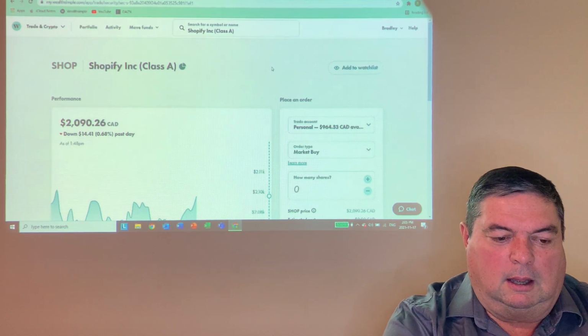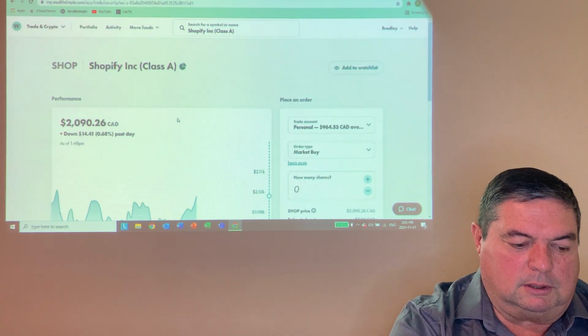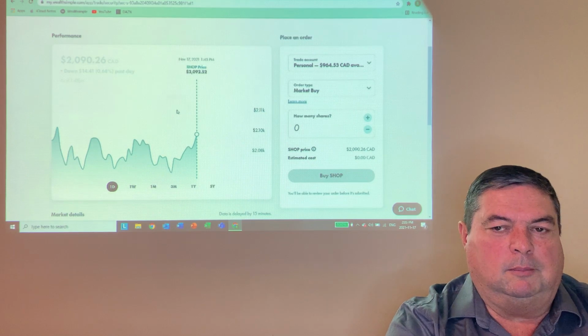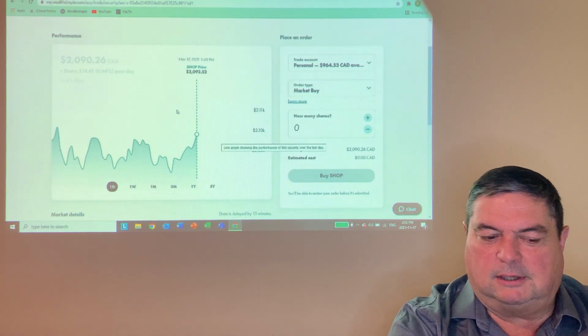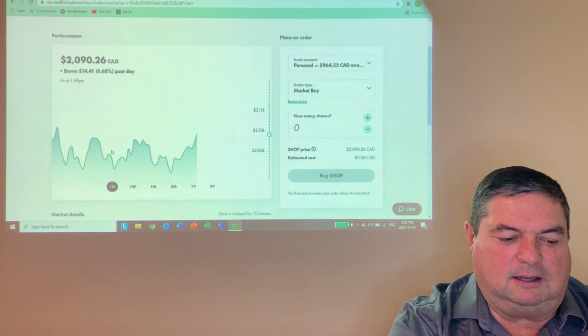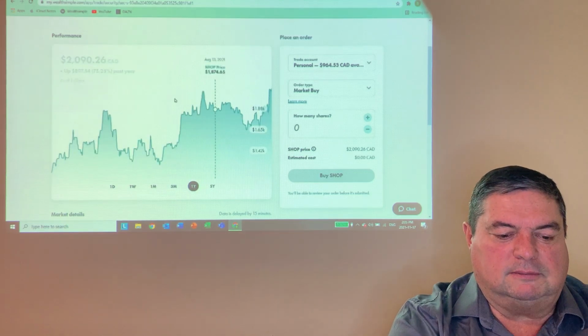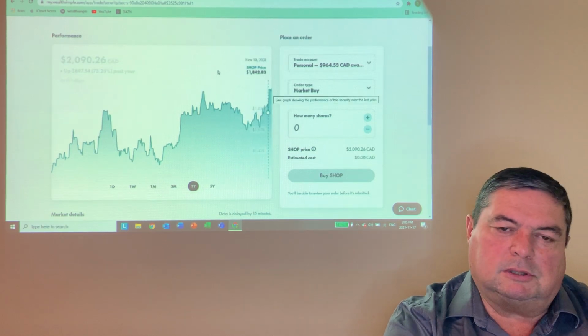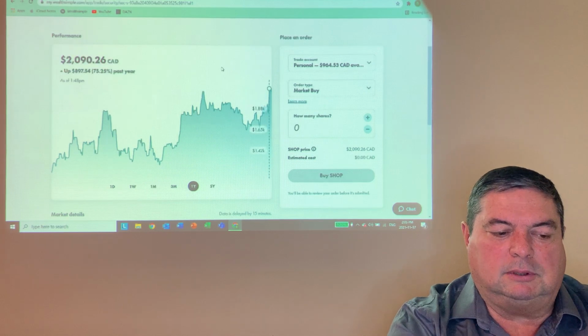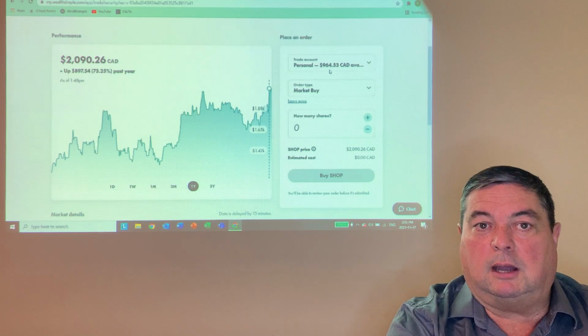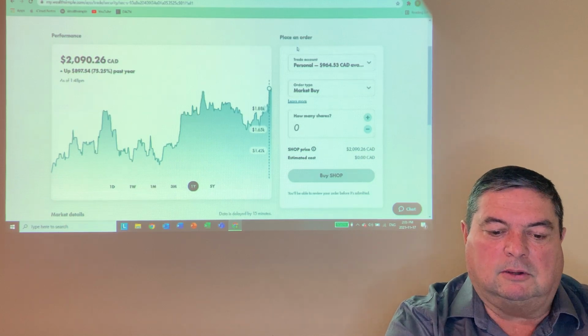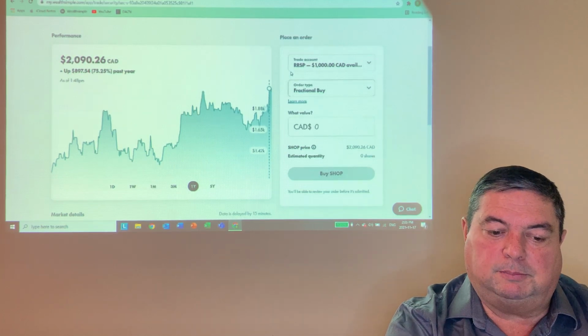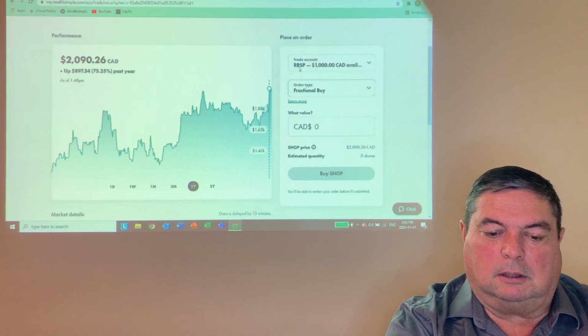So here we are. I'm in Shopify, and we can go down here and see what's going on. Remember, buy low, sell high, right? So here's 1 day, 1 week, 1 month. Let's look at the 1 year trading of Shopify. It's up right now, but it's Christmas time, and so I think it's a good time to buy Shopify. But the main reason I wanted to buy this one was to also show you how to do the fractional buy, okay? First thing, you want to make sure that we're in our RRSP account, and then we want to click on the fractional buy.